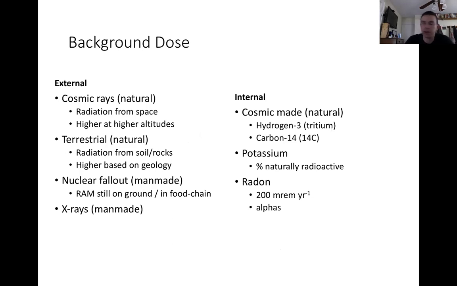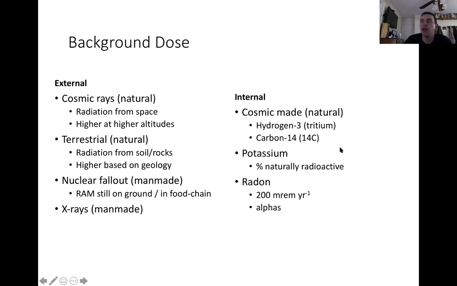Background dose: background radiation is everywhere. It comes from space, from the makeup of Earth, from man-made nuclear fallout, from above ground atomic bomb testing, and finally from medical sources. And then the internal aspect also comes from a lot of these, but to a lesser extent.